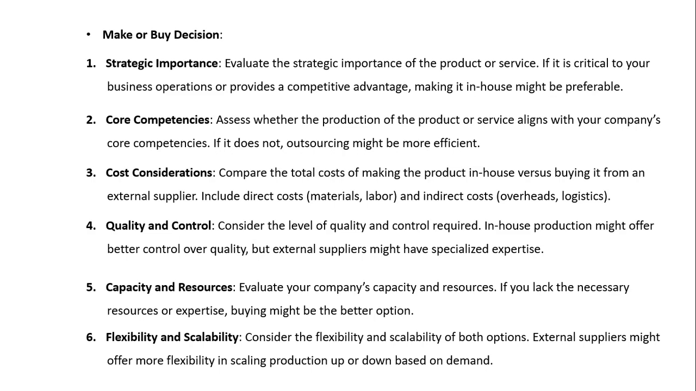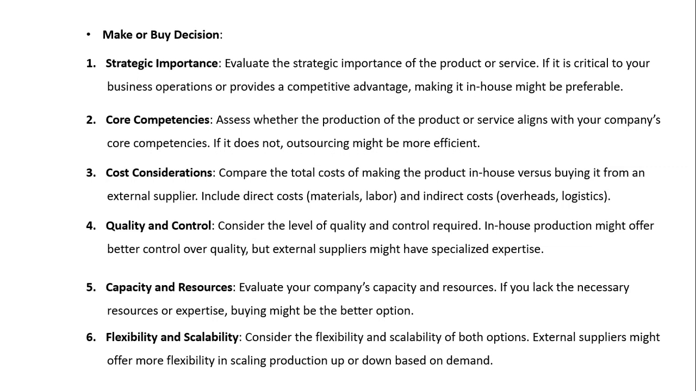3. Cost considerations. Compare the total costs of making the product in-house versus buying it from an external supplier. Include direct costs, materials, labor, and indirect costs, overheads, logistics. 4. Quality and control. Consider the level of quality and control required. In-house production might offer better control over quality, but external suppliers might have specialized expertise.